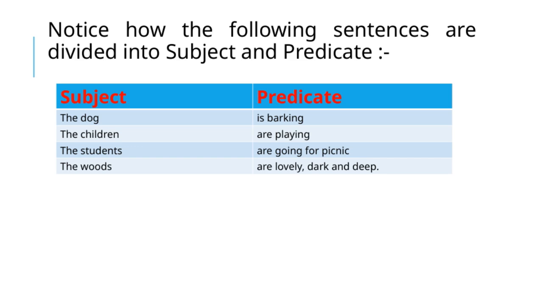The third example, the students and are going for a picnic, follows the same pattern. And finally, the phrase the woods acts as the subject, with our lovely, dark, and deep as the predicate describing the woods. Notice how these examples help us understand the fundamental structure of a sentence, dividing it into who or what we're talking about, and what they are doing or how they are described. Recognizing this division is crucial for analyzing and constructing clear, effective sentences in any context. This ties back to our overall theme of understanding sentence structure, which is essential for both writing and comprehension.